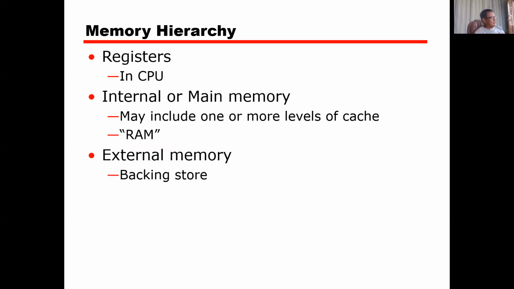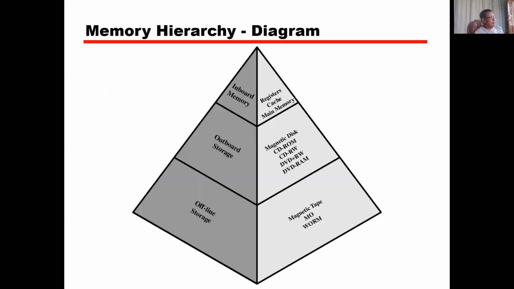So the very first is registers. Registers are as fast as the CPU. The second is internal memory. They are not as fast as the CPU. And the third is the external memory, which are hard disks, and they are the slowest types of memory. So this is the memory hierarchy. The higher you are in the hierarchy, the smaller, but the faster.